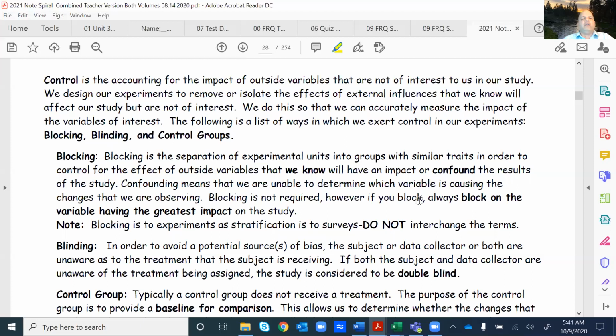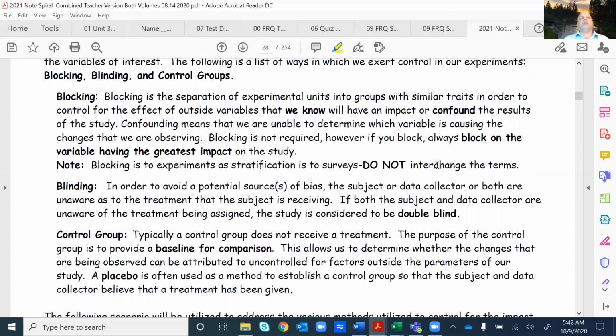Not the only things that we need to use for control, like I said, on the breakfast cereal, but a couple things. So blocking, first off, I kind of get mad at statisticians sometimes. This is one of those times I'm a little bit frustrated with them, because blocking is exactly the same thing as stratifying. Okay, so blocking is the same thing as stratifying, but you say blocking for experiments and stratification for surveys. Do not interchange the terms. If you do, you're going to lose half your credit. So you block for experiments, you stratify for surveys. Please do not interchange those terms.